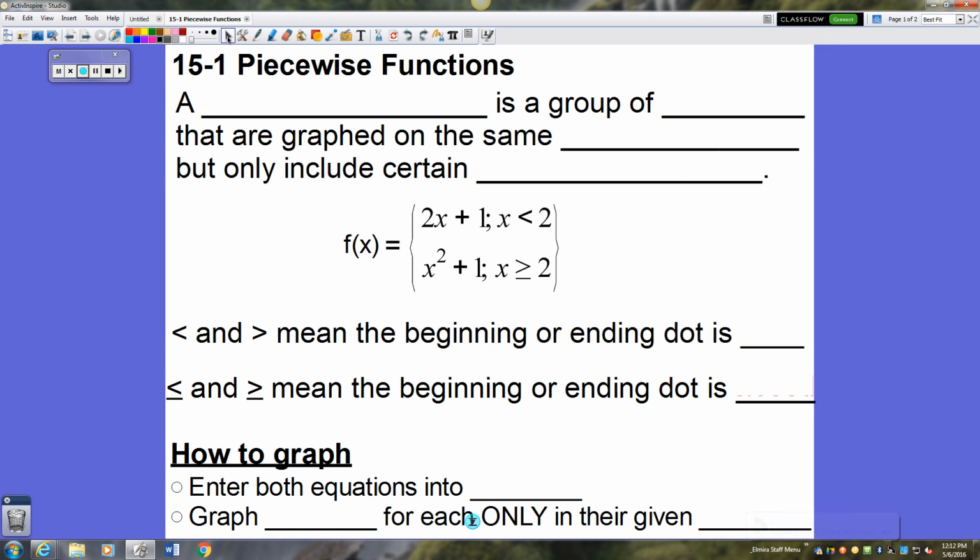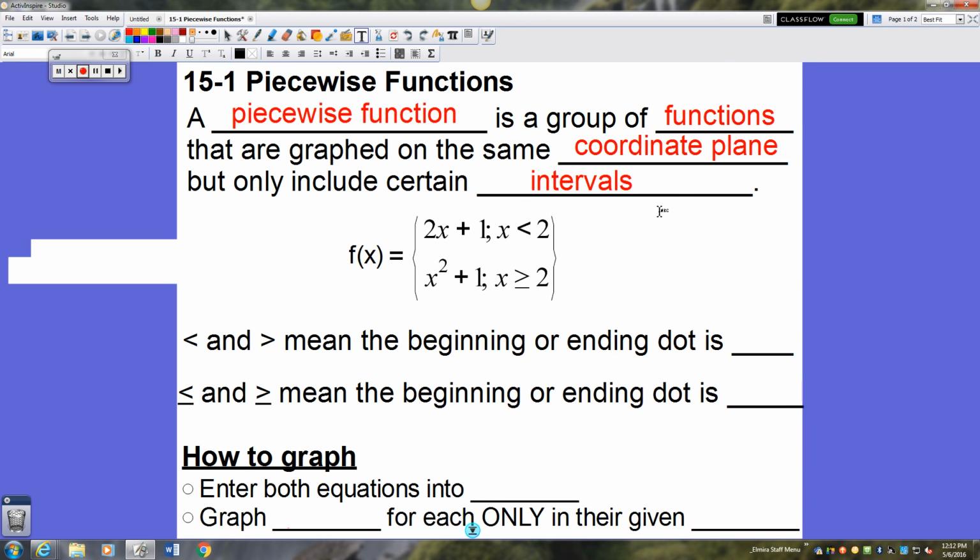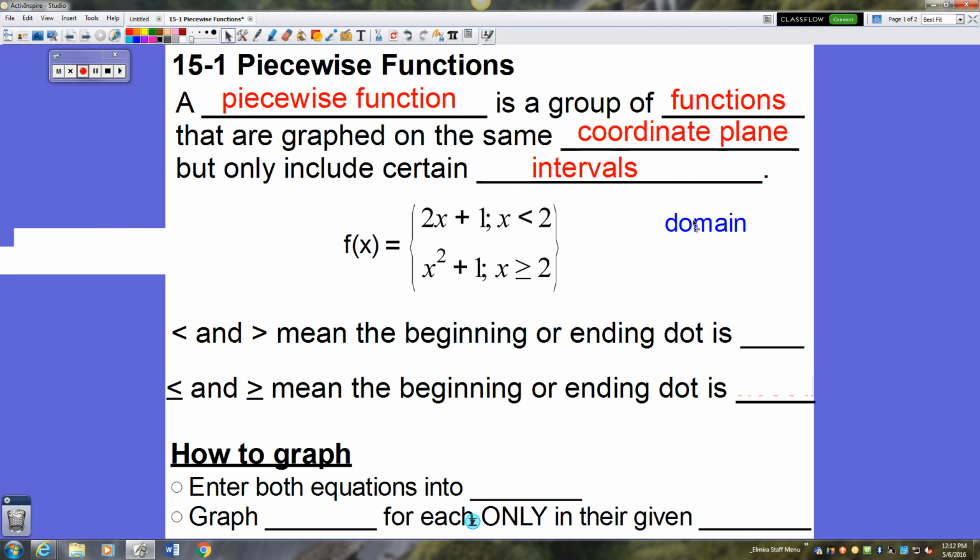Okay, piecewise functions. A piecewise function is a group of functions, and they are graphed on the same coordinate plane, but they only include certain intervals. I'm also going to use the word domain a lot here, so I want you to know the word domain for this as well. Intervals, domains, same thing.